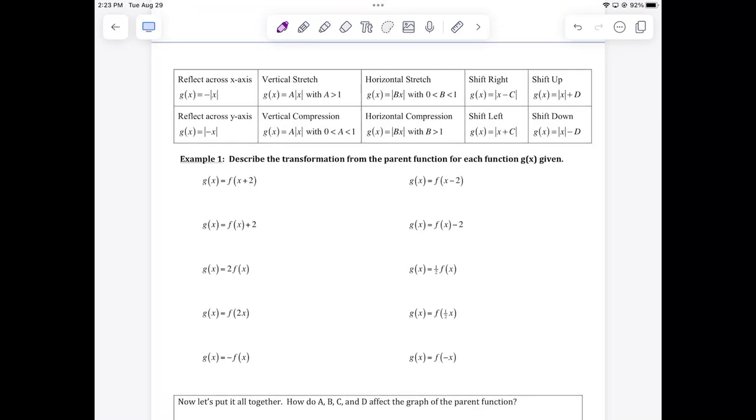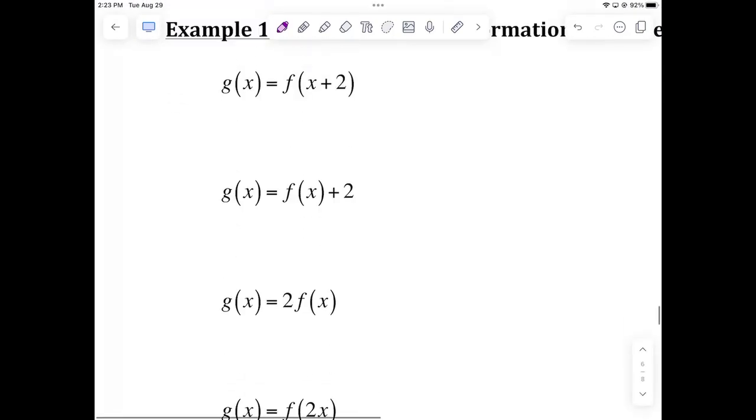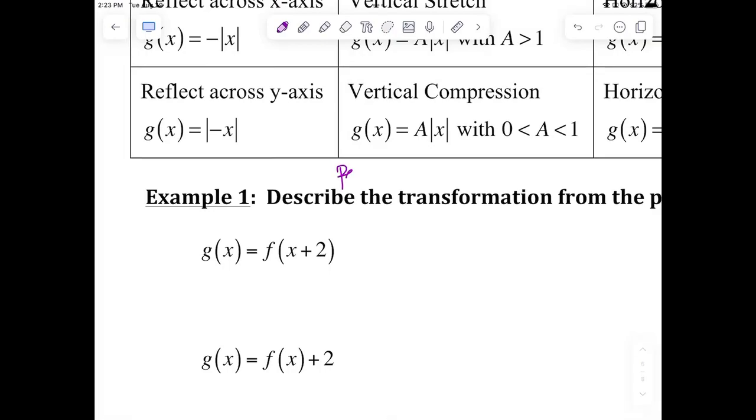Describe the transformation from the parent function for each of the given g of x. So once again, we have some unknown parent function f of x. We'll just write this up here. Parent function f of x. Could be x squared, could be x cubed, could be the square root of x, could be sine of x. Could be anything. The graph is going to be affected the exact same way. So what is f of x plus 2?